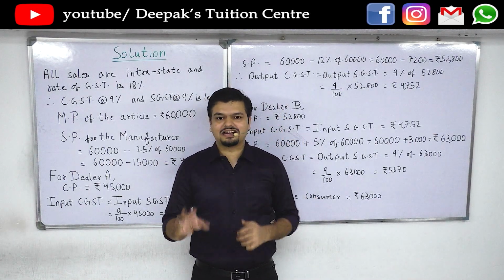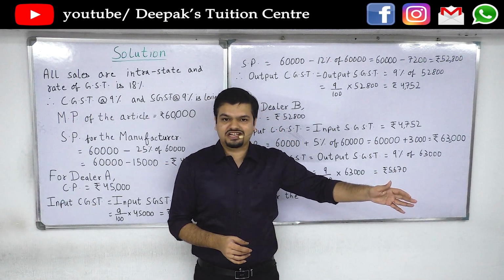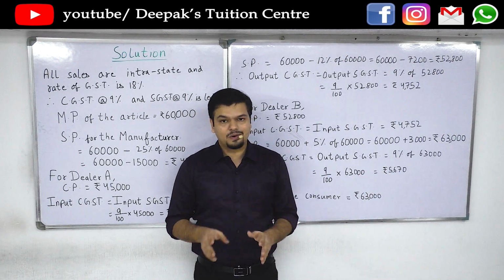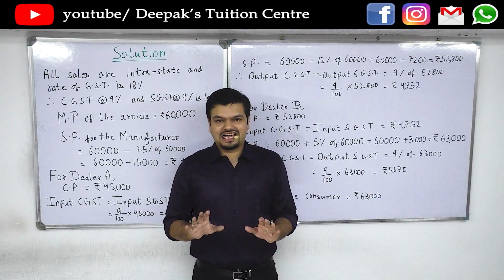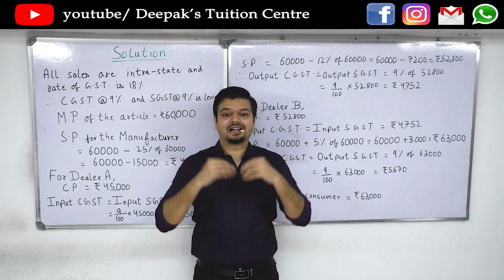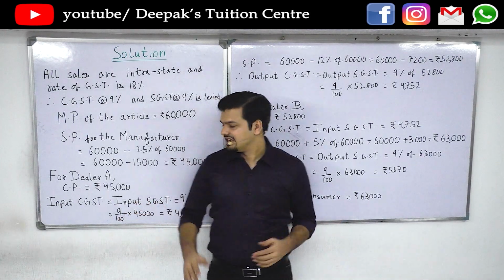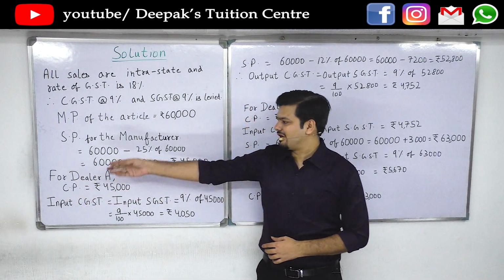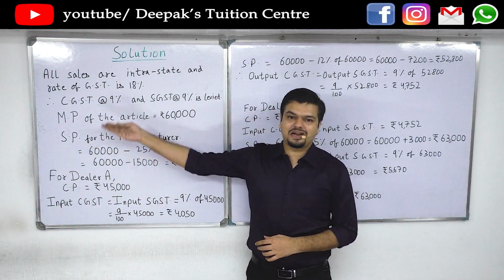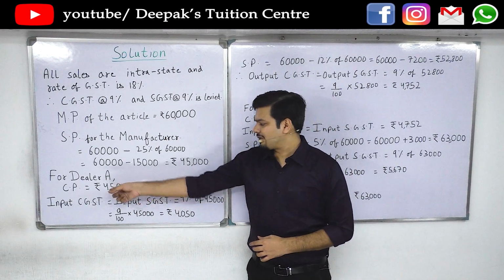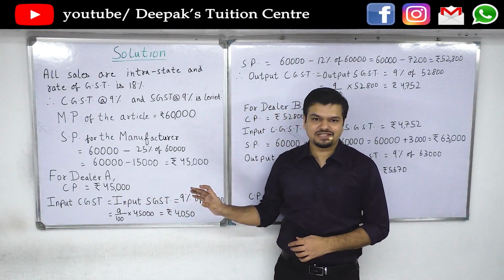It will not happen that in a question paper you do not require an output GST for a certain person. No, you will be required. So even if you blindly calculate what you should be calculating according to the question, it's all okay. For the dealer, the cost price will obviously be the same as the selling price for the manufacturer. So therefore, cost price is rupees 45,000.